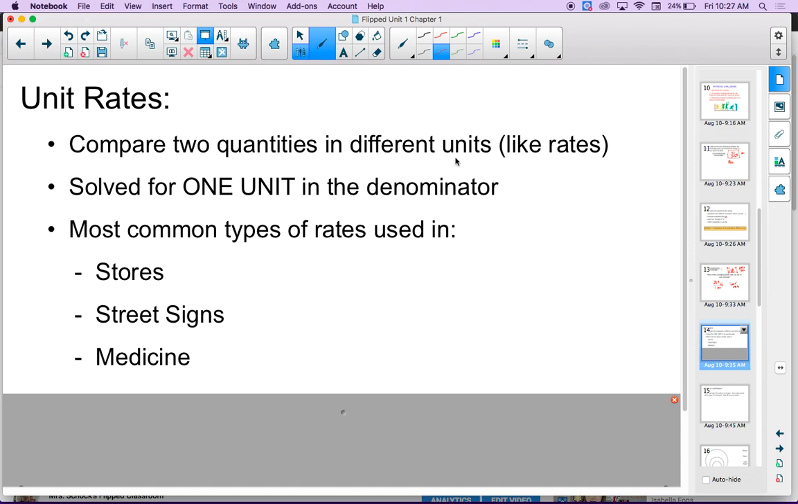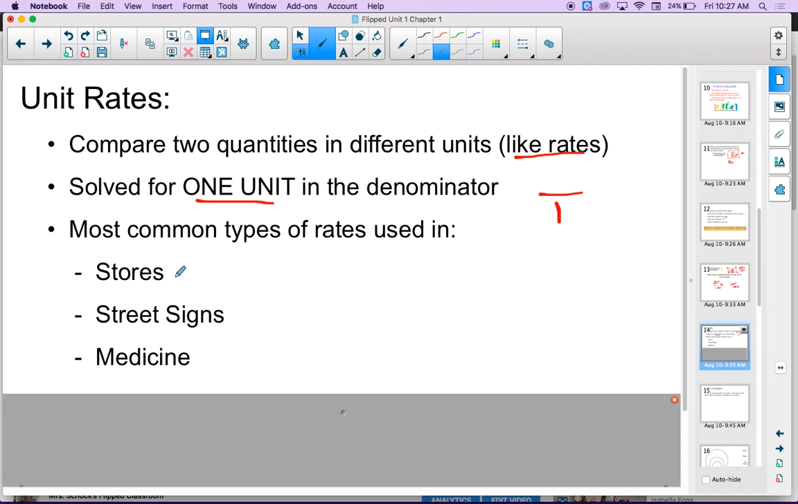Unit rates compare two quantities in different units, so they are just like rates in that respect. What makes them different from rates is that they're solved for 1 unit in the denominator. So all of our unit rates will have a 1 in the denominator. And these are your most common types of unit rates, and they're used a lot in stores, street signs, and medicine. So a couple quick examples.